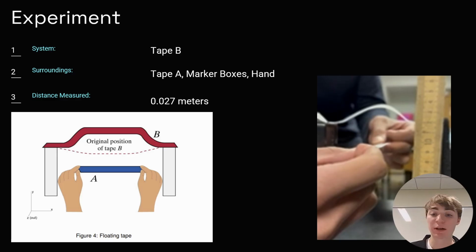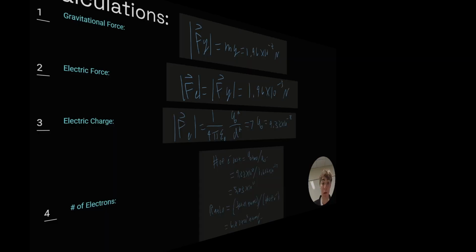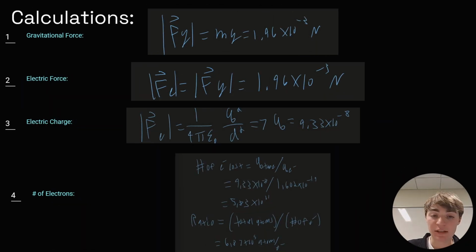And with our actual experiments, we measured the separation distance to be 0.027 meters. With that, we were able to do these calculations demonstrated below, first calculating the gravitational force and then the electric force as a result of that to get the electric charge, being 9.33 times 10 to the negative 8 coulombs. And then from there, we can calculate the number of electrons by using the ratio of atoms to electrons with our numbers provided previously.